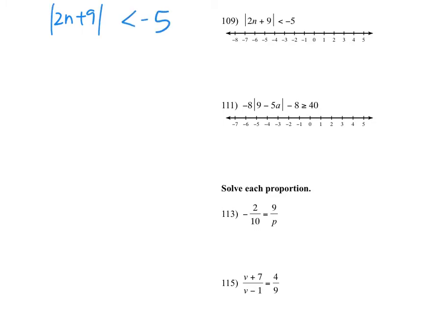Automatically, we know that if an absolute value is less than a negative number, the answer is simply no solution, because no absolute value will ever be a negative number. So that one was an easy one. But you have to learn how to identify.